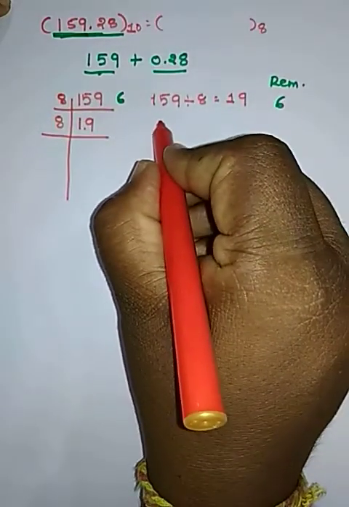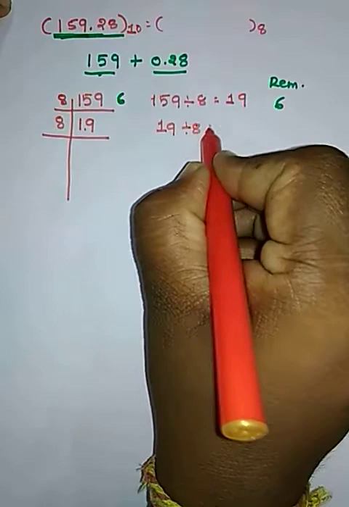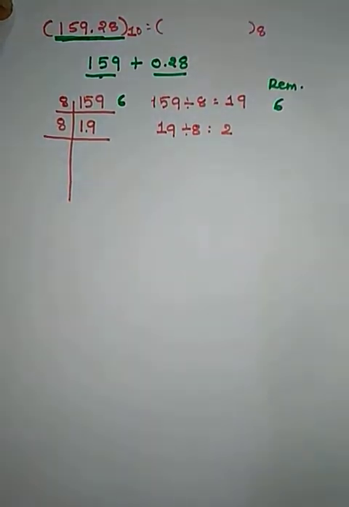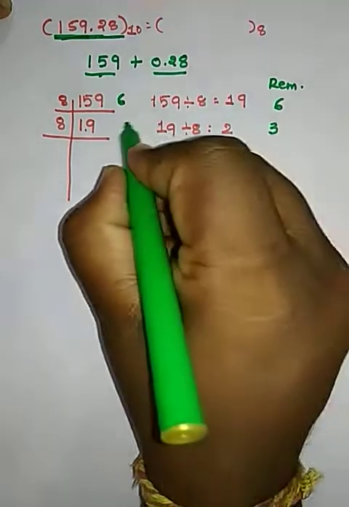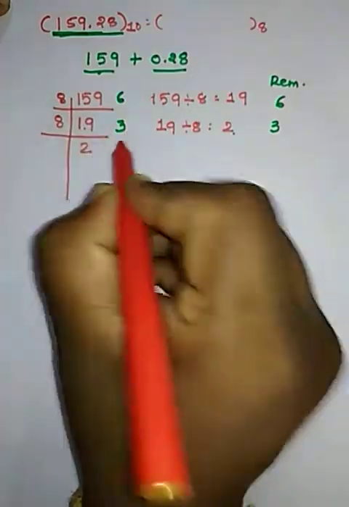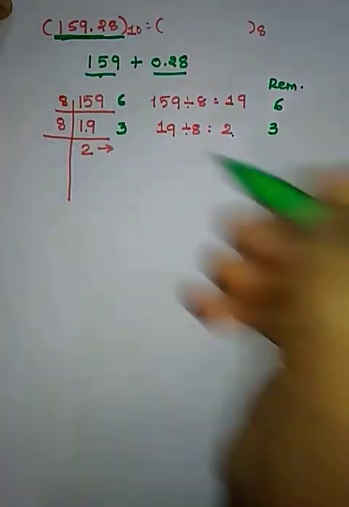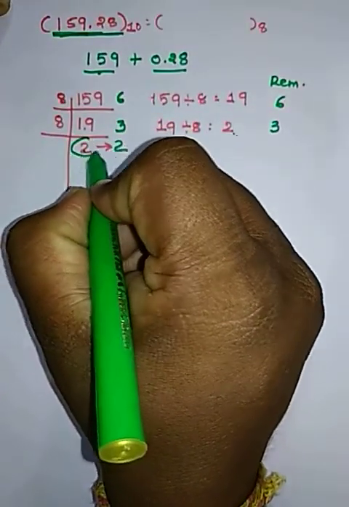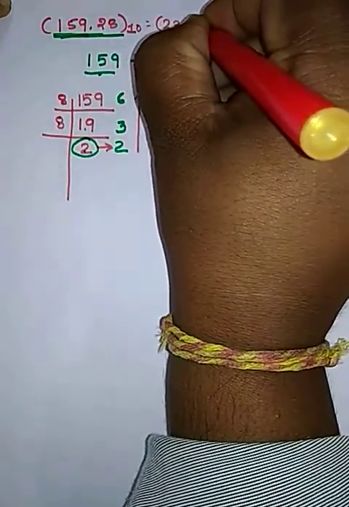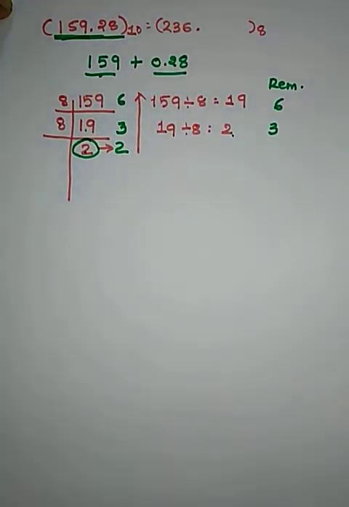Here is an 8. 19 divided by 8, how many? 2. What will be the remainder? It's a 3. So put here 3. Now this 2 we take out, because this number is less than 8. So what will be the answer? 236 point.